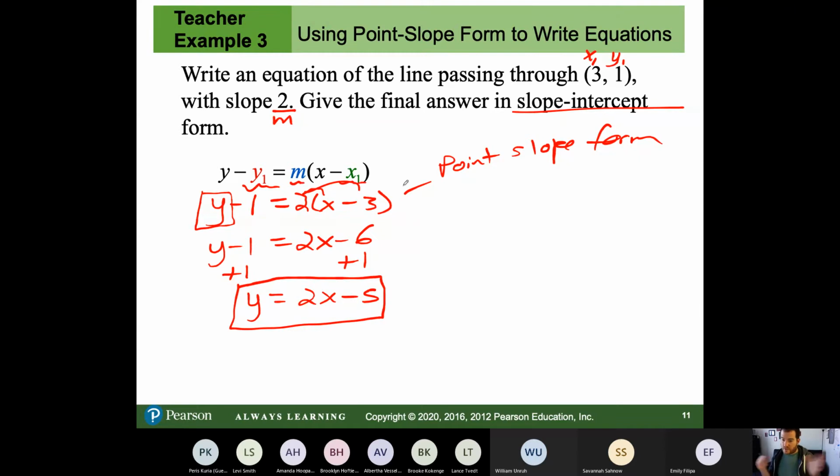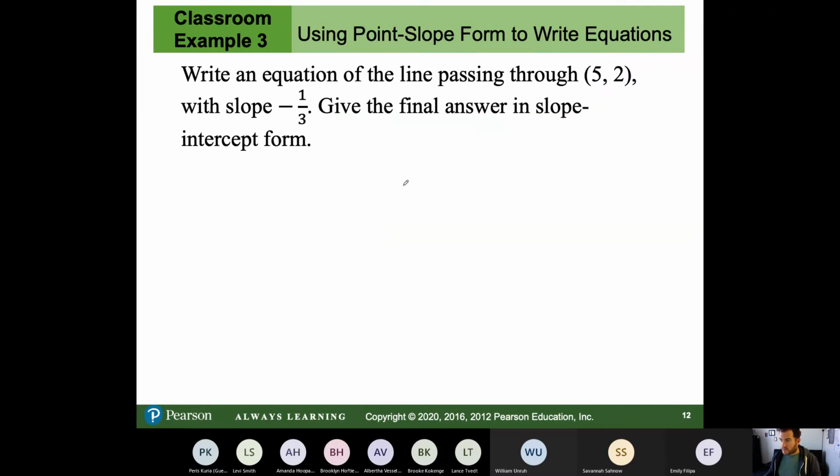The other y and x, they don't change. They're set. Okay? Go ahead. Don't do negative, just do negative 3 for this one. Don't do negative 1/3. Sorry, this is funky, but the slope is going to be negative 3. Okay, go ahead and give that one a shot.